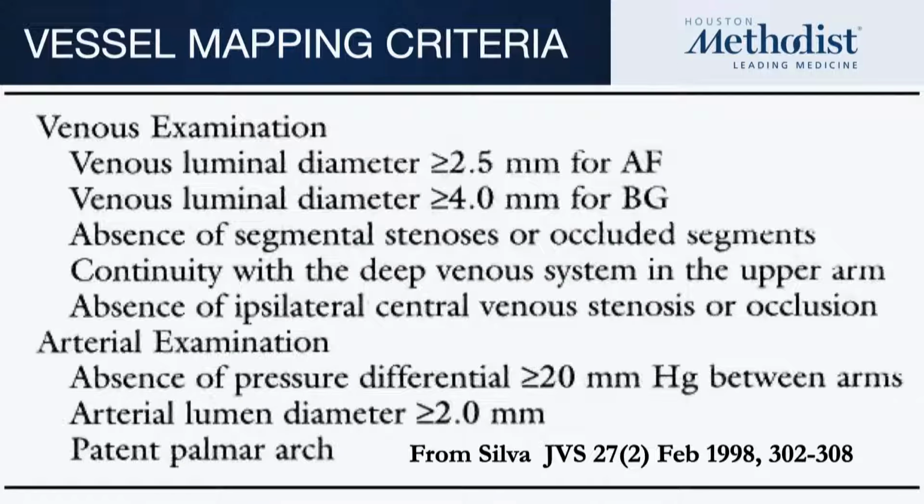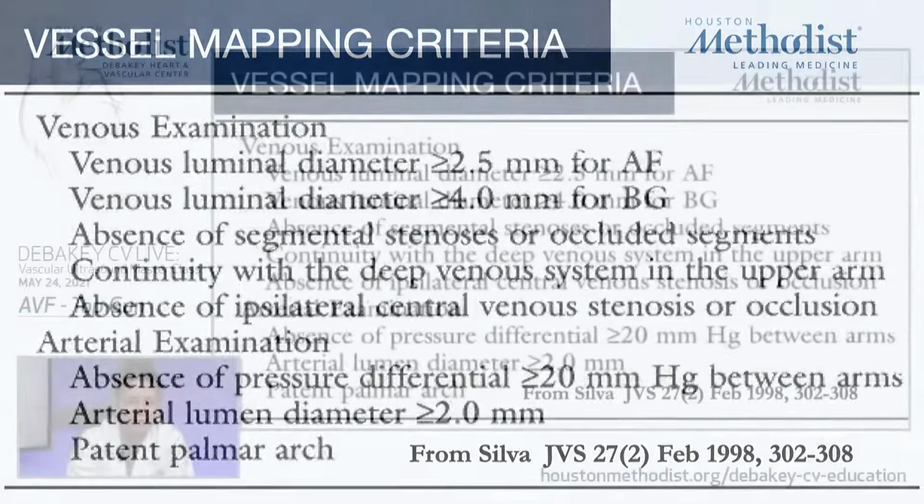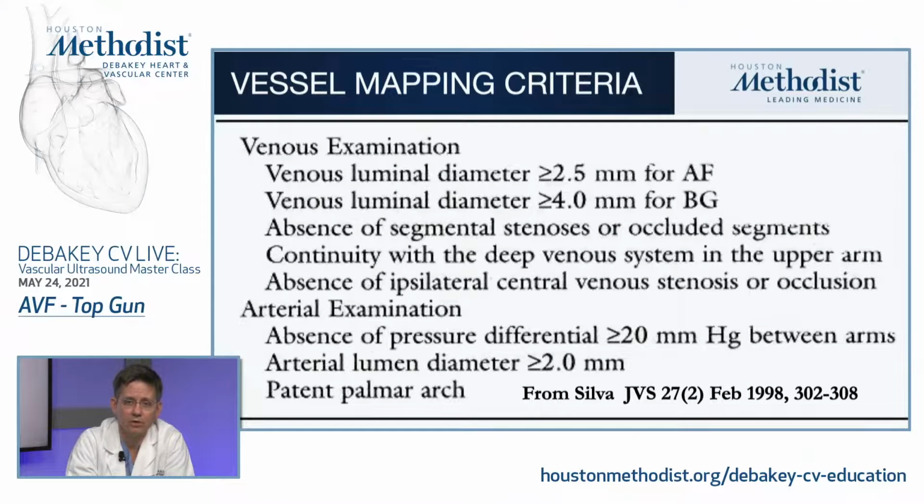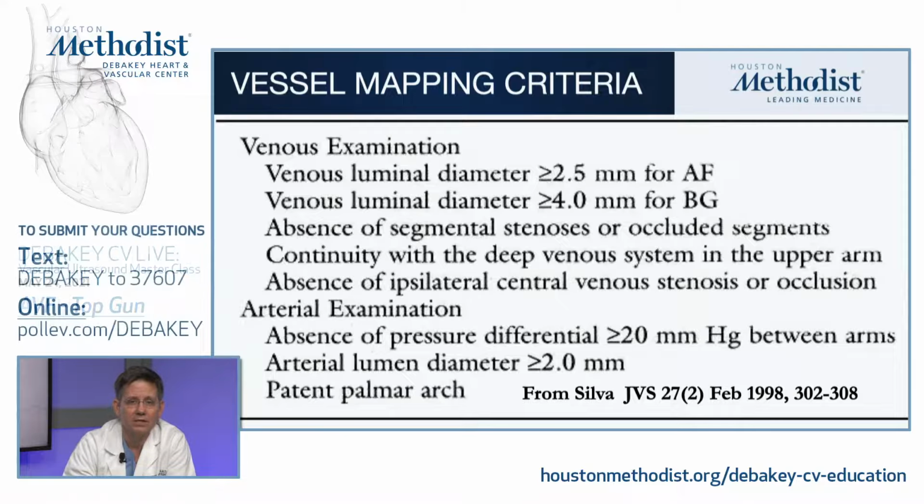So mapping criteria have been set out for a long time, right? And really it comes down to a 2.5 millimeter vessel for a fistula, a 4 millimeter vessel for a graft that's predictive of maturation and good function, the absence of proximal arterial pressure differences, which is really important to think about, and an arterial lumen diameter of 2 millimeters or greater is really about radiocephalic fistulas.